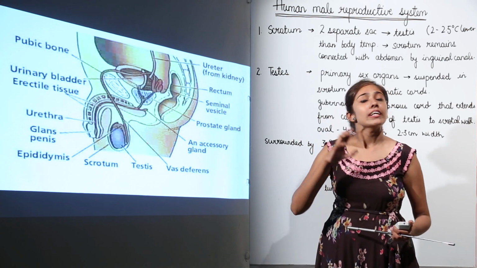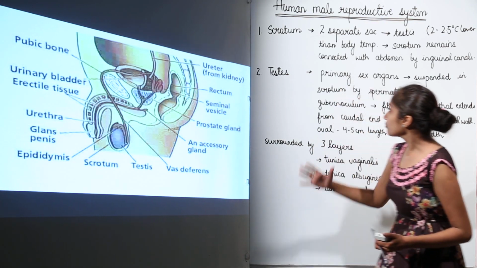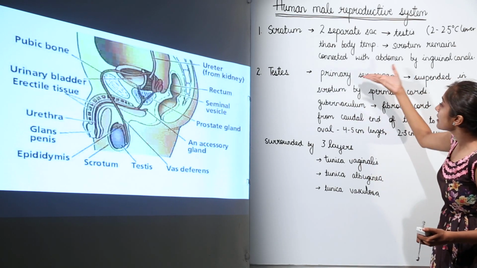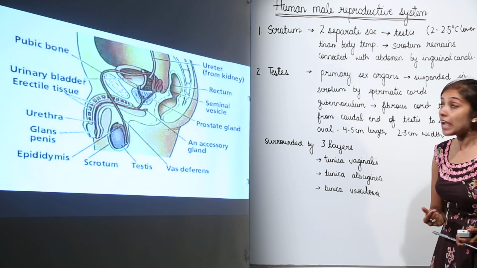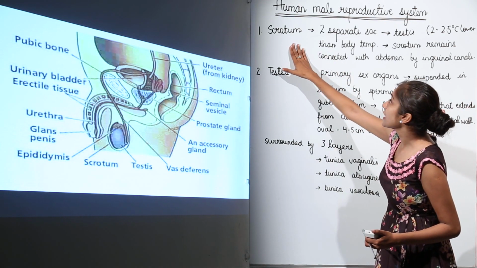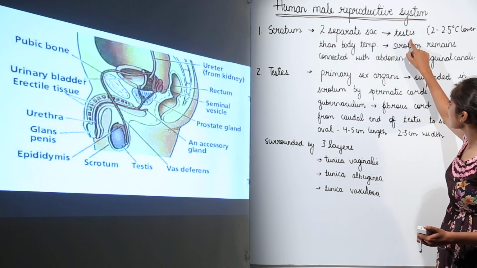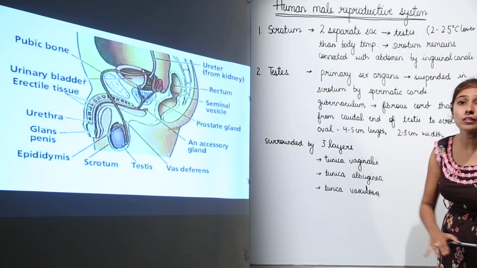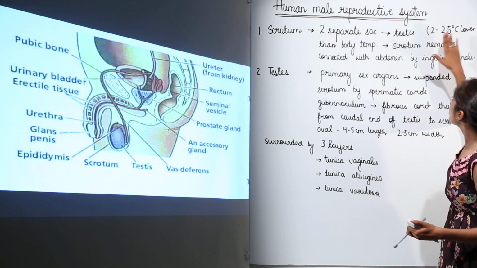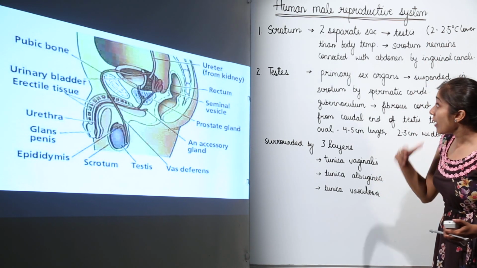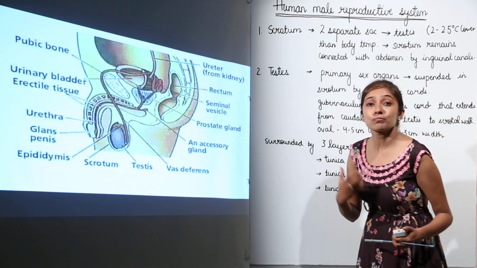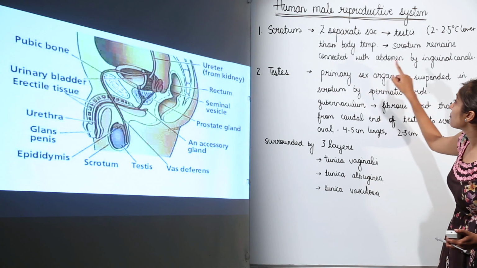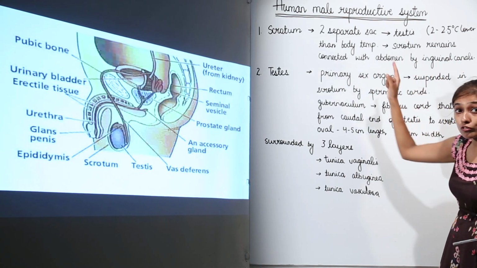I'll tell you a very simple trick to memorize all this. We'll just recall it and you can learn it by heart in just a few minutes. So remember scrotum, it has two separate sacs which we call testes. They are the primary sex organs, and in the scrotum we have a temperature that is lower than the body temperature. How much lower? 2 to 2.5 degrees Celsius lower. Why is it so? Because the formation of sperm needs a lower temperature, and scrotum remains connected with the abdomen by inguinal canals.